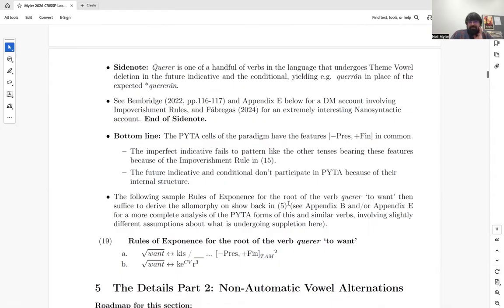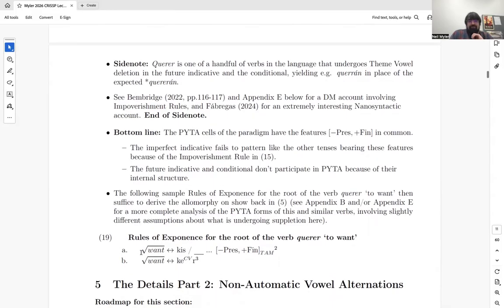The sample rules of exponents for the root of the verb querer in 19 suffice to derive the allomorphy on show back in 5. Now, here I'm treating this as root suppletion, right? So 19a spells out want as quis, just in case the nearest TAM node is minus present plus fin, right? And then you spell it out as quer otherwise.